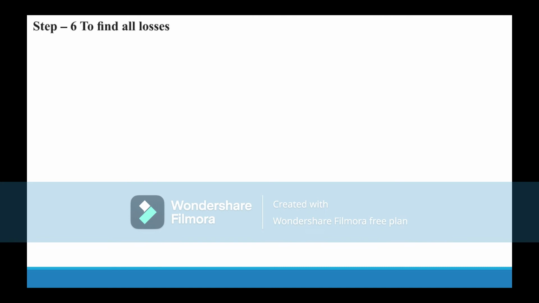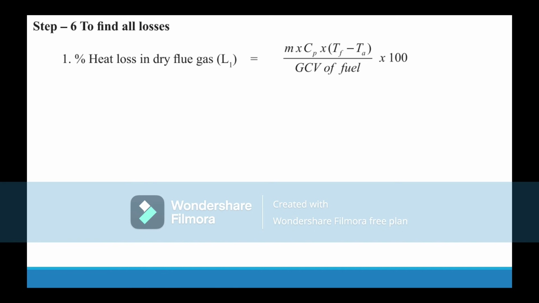Okay, then the next step is to find all the losses. The first loss is heat loss in dry flue gas, which is L1 equal to the mass of dry flue gas into Cp of dry flue gas into (Tf minus Ta), divided by the gross calorific value of fuel, into 100. The mass of dry flue gas is already calculated, Cp of flue gas is given, the exhaust flue gas temperature is given, and the ambient temperature is also known. Then substituting the values, we get the loss equal to 7.1%.